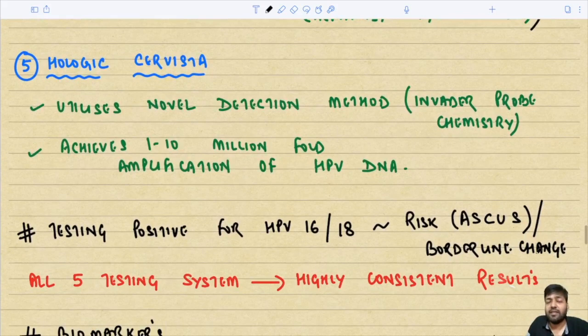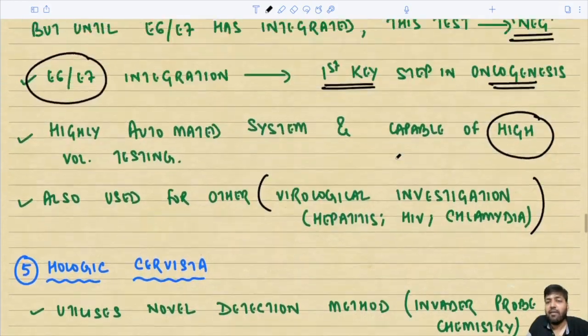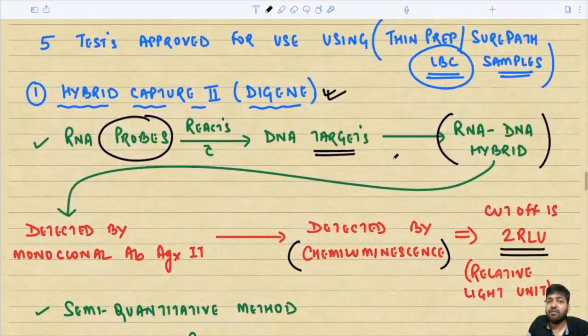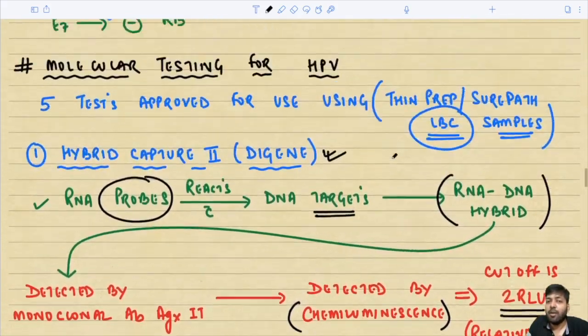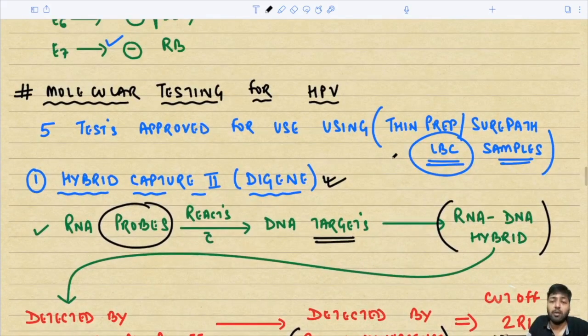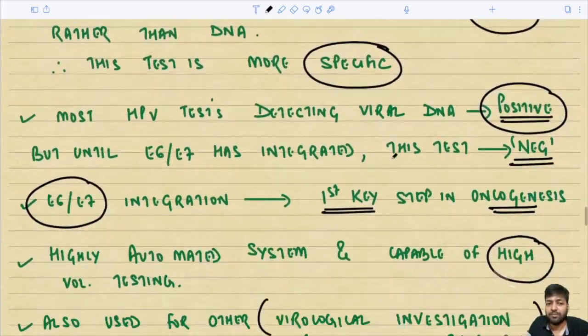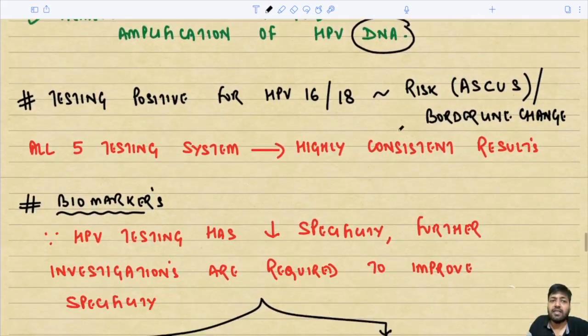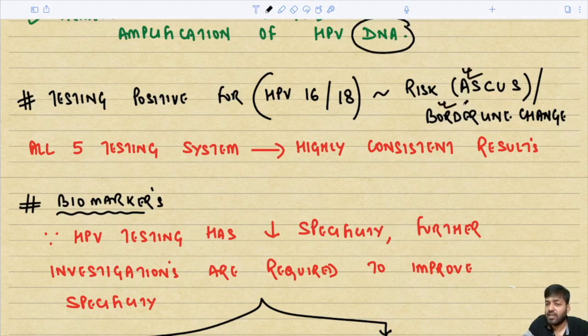Now, Hologic Cervista, this is the fifth important test. It utilizes a novel detection method, the Invader probe chemistry. It achieves 1 to 10 million fold amplification of the HPV DNA. So these are the 5 important testing systems that you should remember, which are being used at the present moment. And you should remember all of them use the ThinPrep and SurePath liquid-based cytology samples for evaluation. Now, very importantly, if you are getting a positive test for HPV 16 or 18, that gives you a risk equivalent to that accorded by cytological evaluation wherein you get an ASCUS or a borderline change. So it is similar to that.